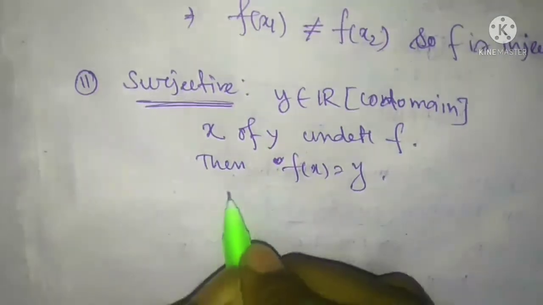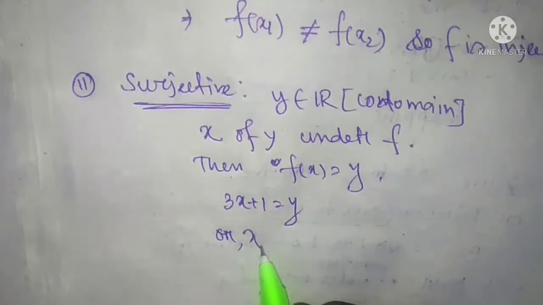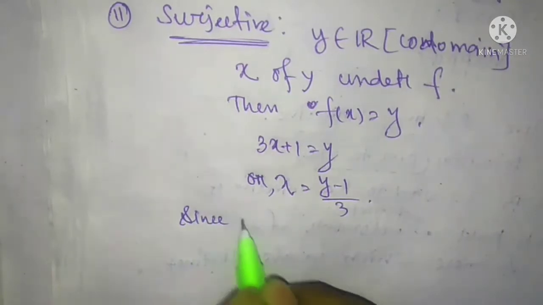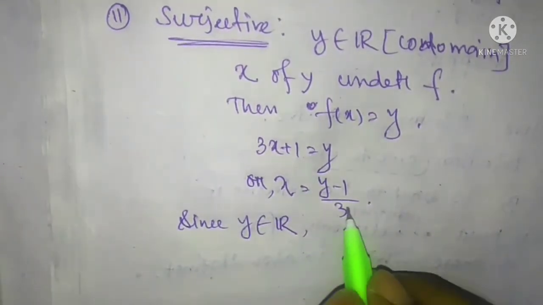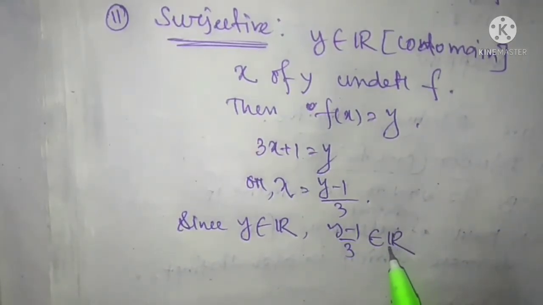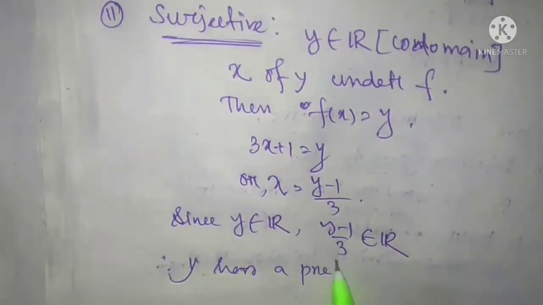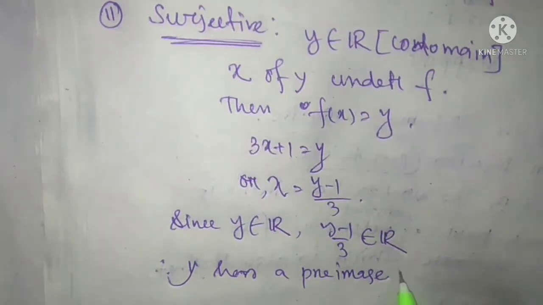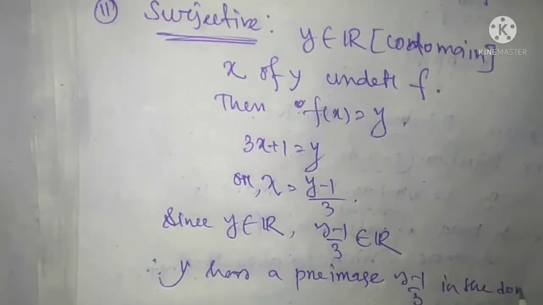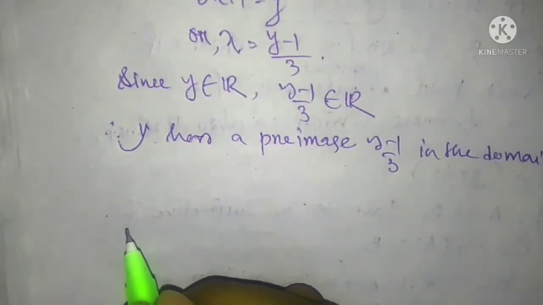Therefore 3x plus 1 equals y, or x equals (y minus 1) by 3. Since y belongs to the real numbers, (y minus 1) by 3 belongs to the real numbers. So therefore y has a pre-image (y minus 1) by 3 in the domain set R.